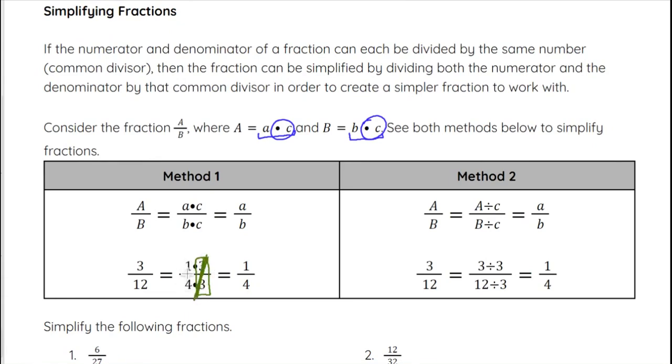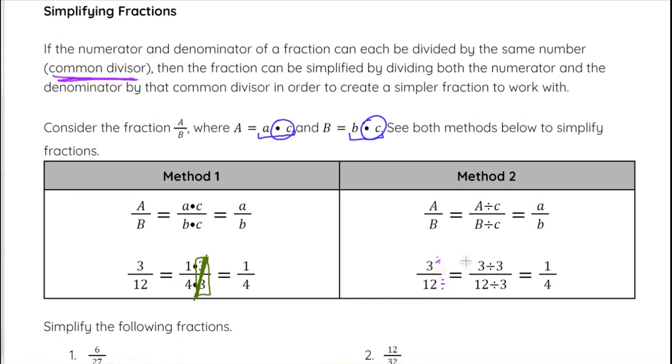And so we are left with this 1 over 4. And so 1/4 would be the simplified fraction for 3/12. Another way to think about that using 3/12 is: what can I divide this top number and this bottom number by? The same number on top and on bottom. So again, that's the common divisor. And if I can divide both of those by the same number, then this fraction can be simplified.